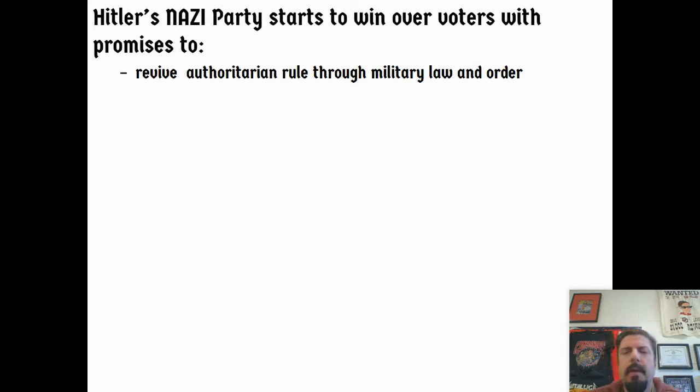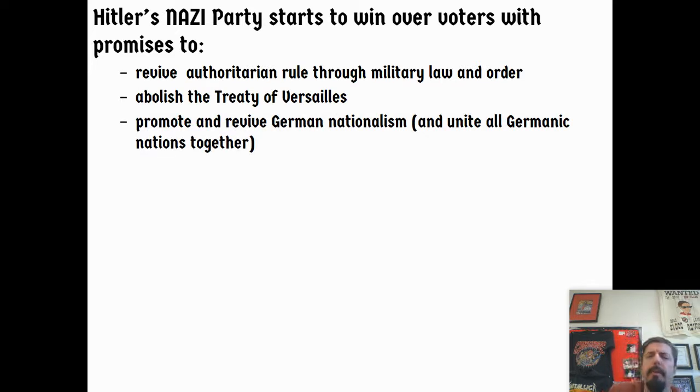So, anyways, Nazi Germany wanted to abolish the Treaty of Versailles. They saw it as an albatross around their neck, so to speak. They wanted to promote and revive German nationalism. Once again, ultra nationalistic.